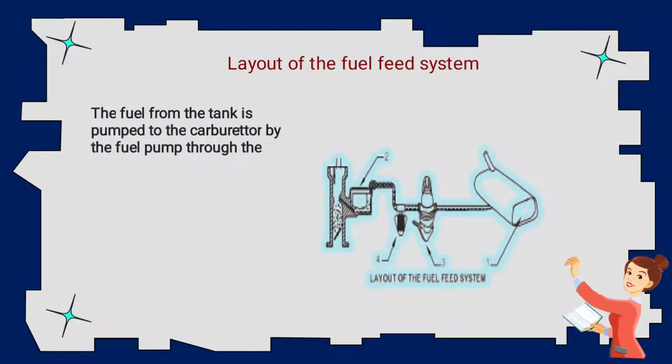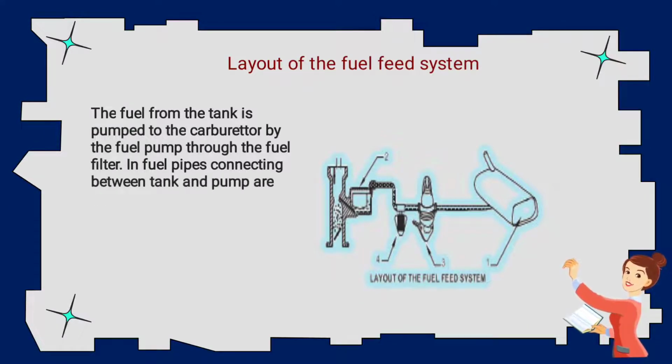Layout of the fuel feed system. The fuel from the tank is pumped to the carburetor by the fuel pump through the fuel filter. The fuel pipes connecting the tank and pump are called suction pipes.